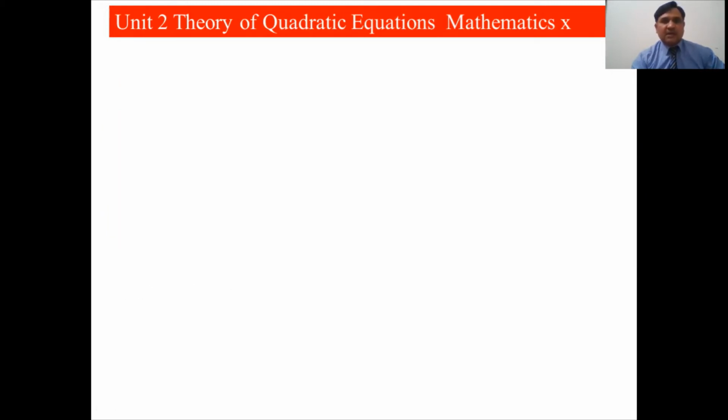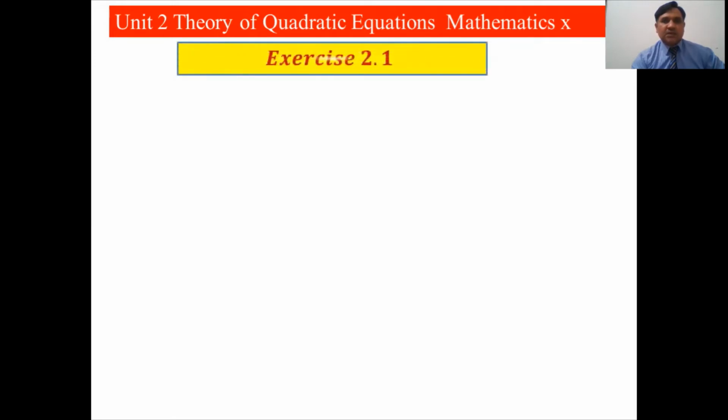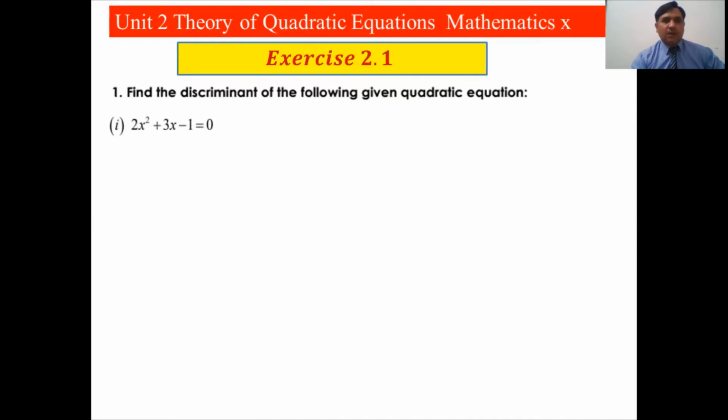So let's start the exercise 2.1. Question number 1. Find the discriminant of the following given quadratic equations. Part 1. 2x square plus 3x minus 1 is equal to 0. You know that this is the standard form of the quadratic equation. So let's start the solution.